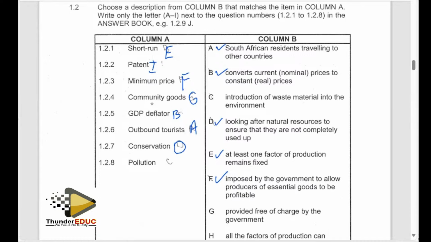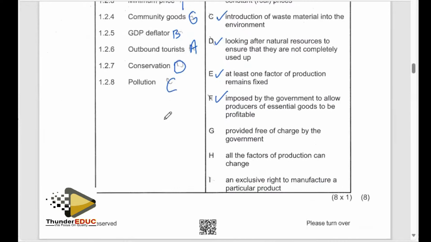Pollution is actually introduction of waste material into the environment. So in this regard, our appropriate answer is going to be C. Okay, right, grade 12s. Let's move on to the next question.